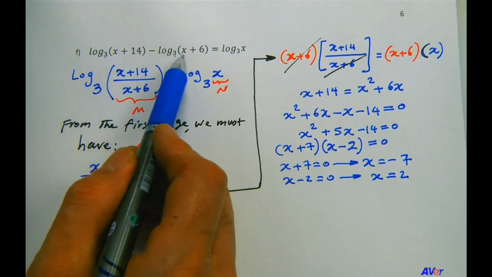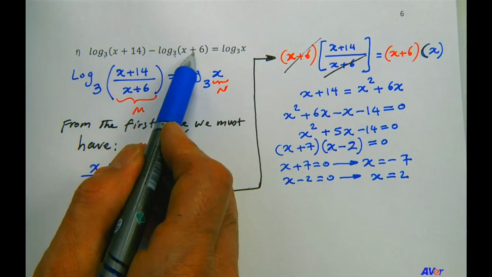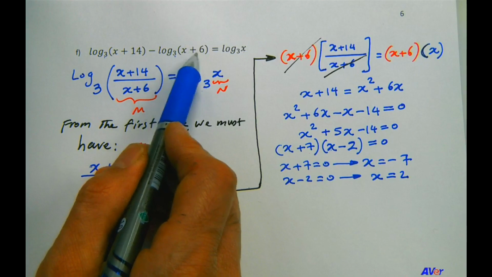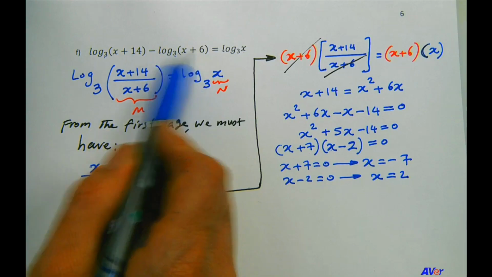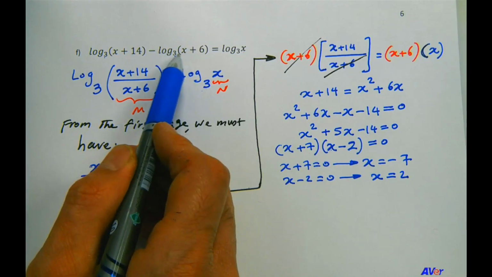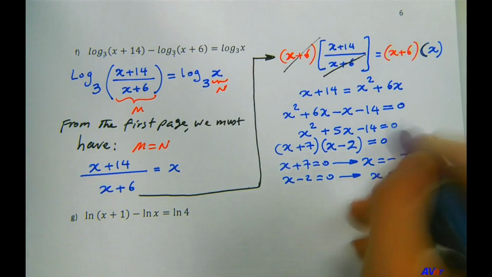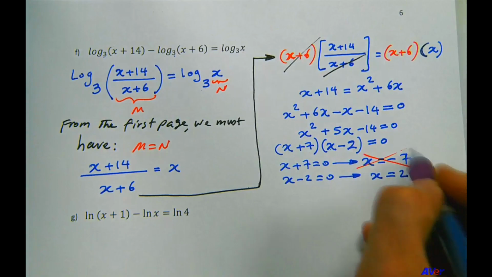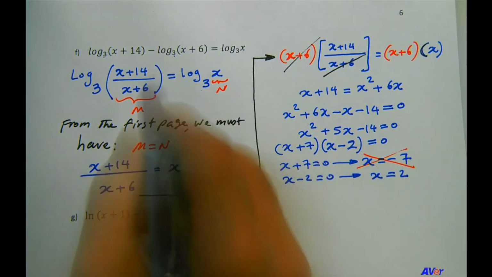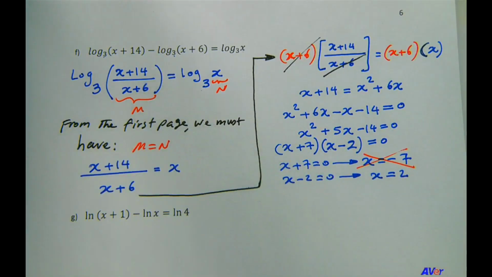Then what about here? Negative 7 plus 6. Oops, it adds up to negative 1. Log of a negative number does not exist, so we cannot accept this negative 7 answer. So this one is outside of the domain of the original function. We toss it out. How about 2?